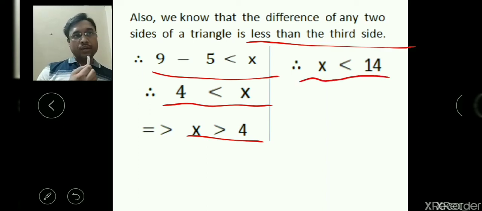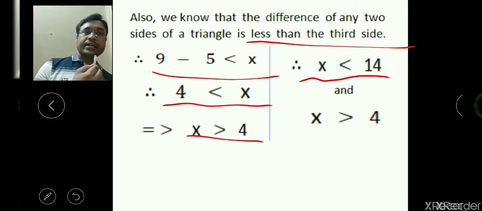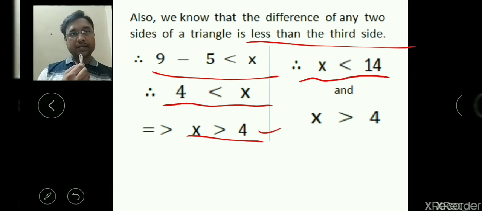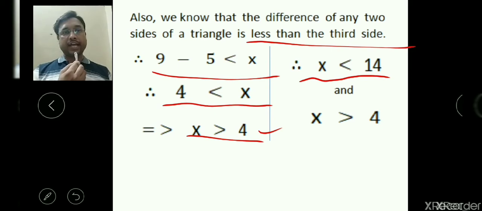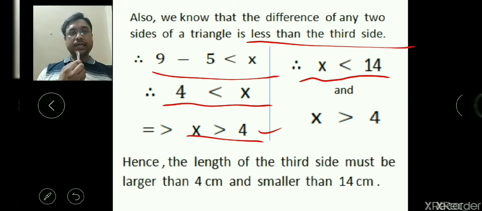X is less than 14. Then we have got x is greater than 4. So this is the range value of x, the third side: it is greater than 4 but less than 14. So we can say, hence, the length of the third side must be larger than 4 centimeter and smaller than 14 centimeter. Okay, this is the result.